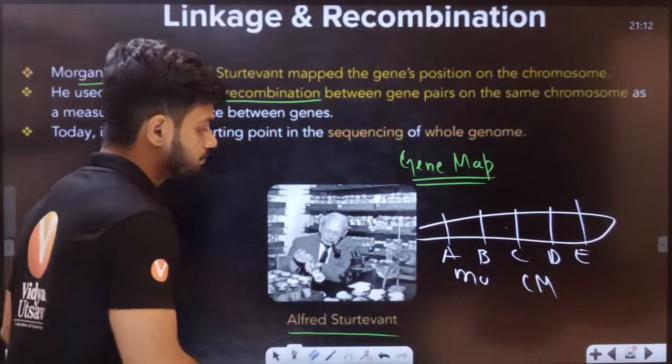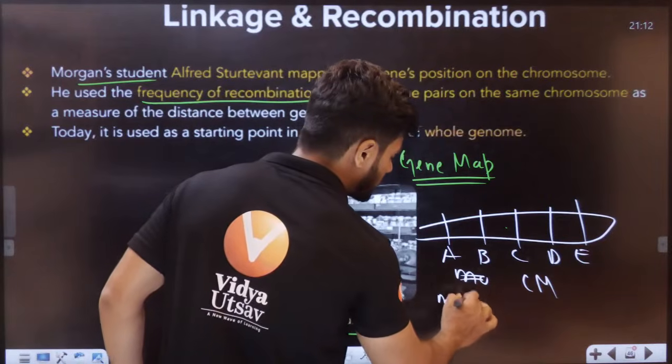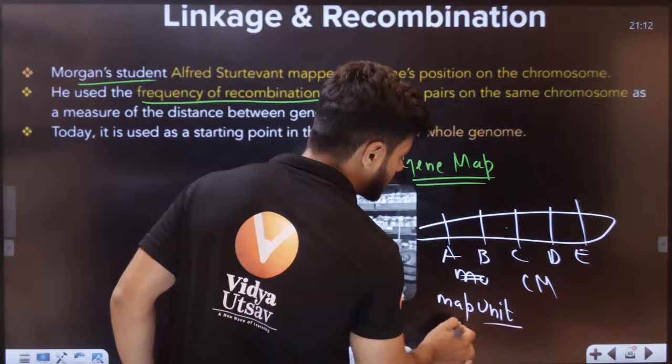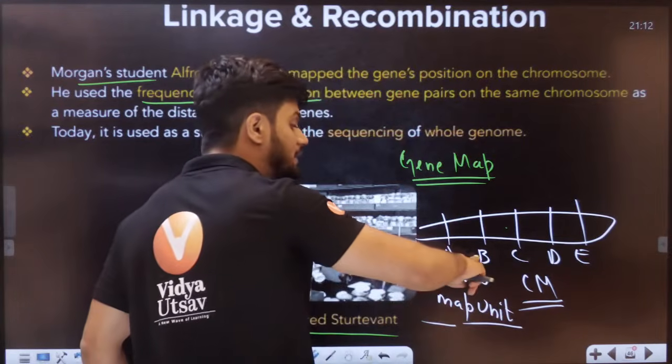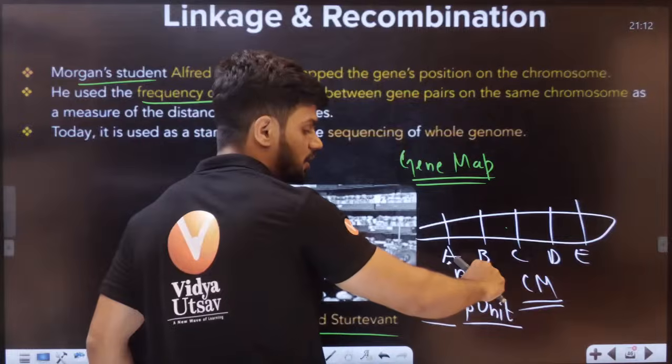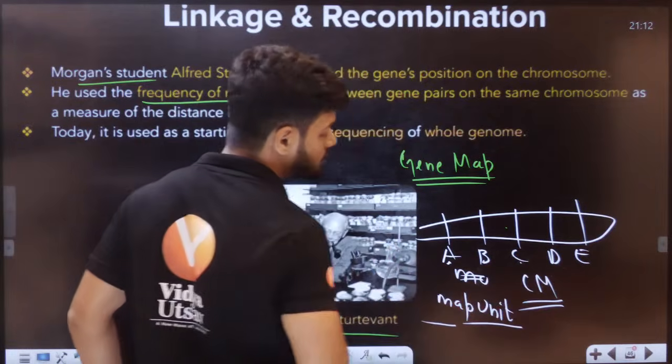So map unit or centimorgan is the unit here. That is the distance between two genes. What is the distance between this gene and this gene? That is called a map unit or centimorgan.